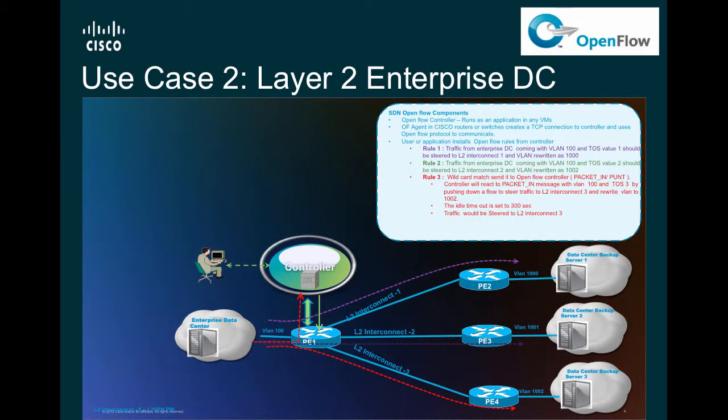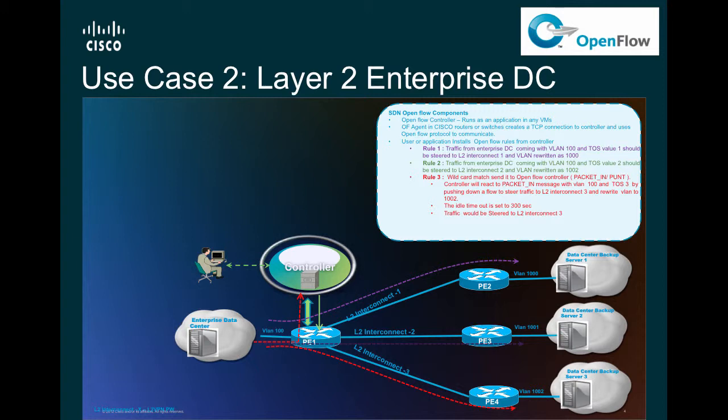Let's talk about the next use case. This is the layer 2 enterprise data center use case. Now the enterprise data center will need to perform data backup to multiple other backup sites based on the traffic flow. The main data center is in VLAN 100 and the backup sites are in VLAN 1000, 1001 and 1002. These sites are interconnected using layer 2 VPN. In this topology, if the customer wants to selectively determine the backup traffic destination, then he or she will need to send them in separate VLANs.